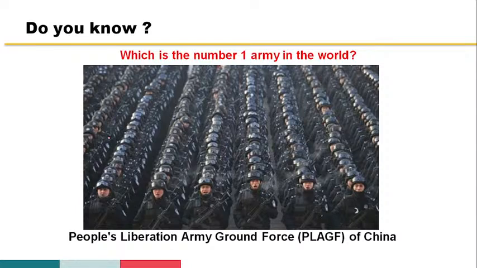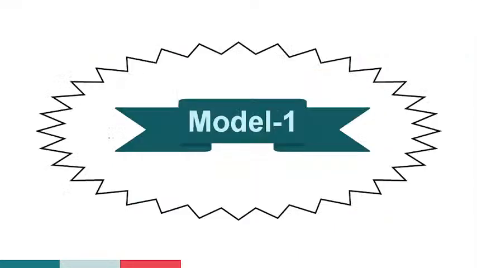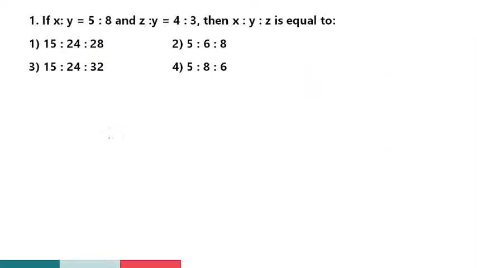Okay, so China's army is the number 1 army. And coming to the model number 1 problems, guys. First problem: if x is to y is equal to 5 is to 8 and z is to y is equal to 4 is to 3, then x is to y is to z is equal to, which option is the right answer, guys? All of you, please respond in chat box.